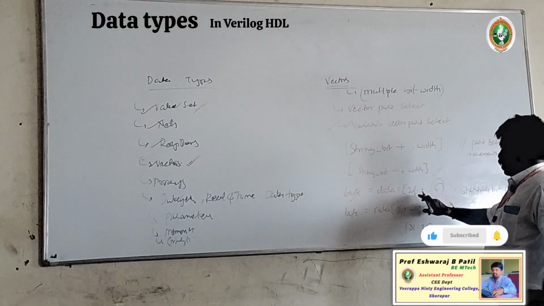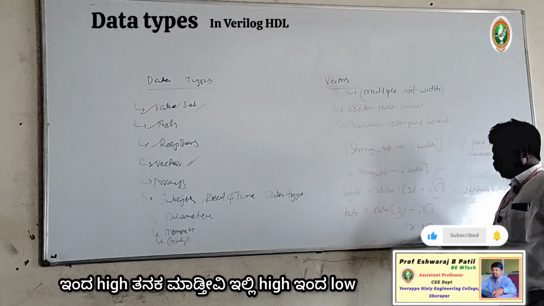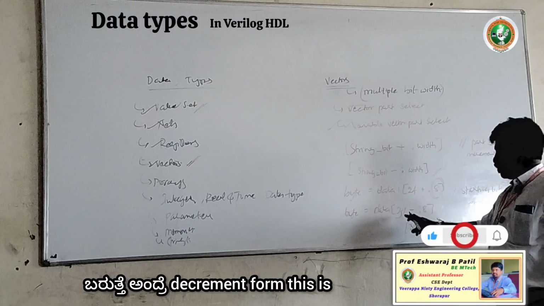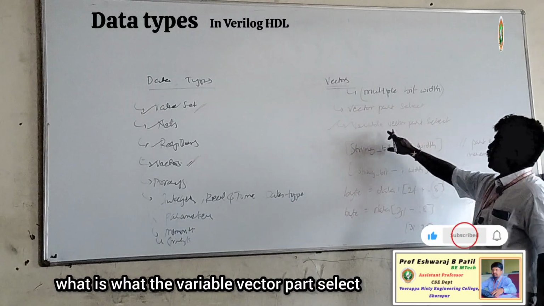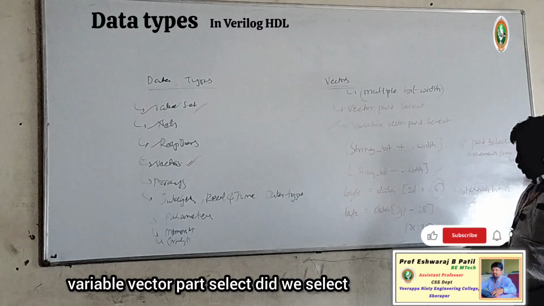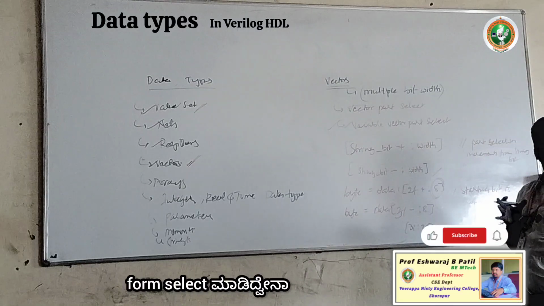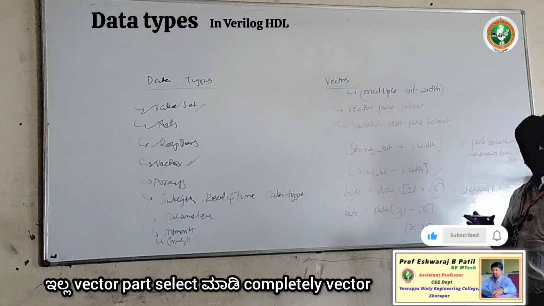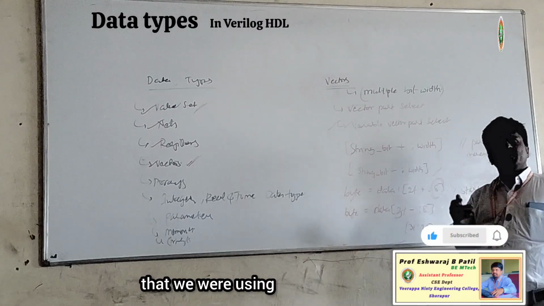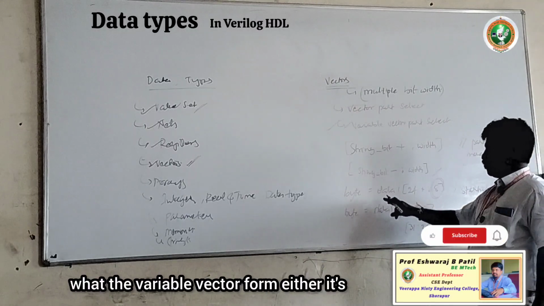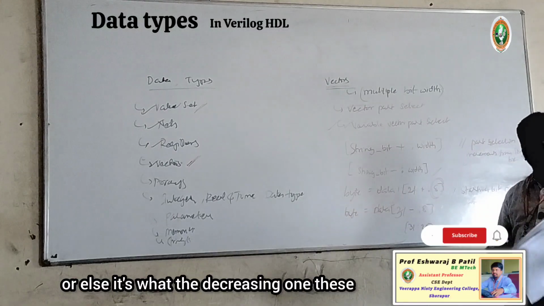We were using low to high. Here, going from high to low means decrement form. This is what we use here, the minus 1. This one is for the variable vector part select. We did not select the complete vector, we selected a vector part, and in that we are using the variable vector form, either the increasing one or the decreasing one.